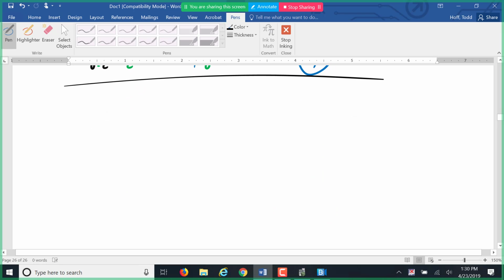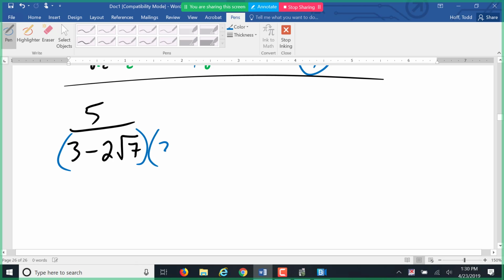Well, we also ran into things like 5 over 3 minus 2 square roots of 7. To rationalize that denominator, we used a conjugate. It's the same terms. This is a difference because it's subtract. The conjugate is a sum. So we add.